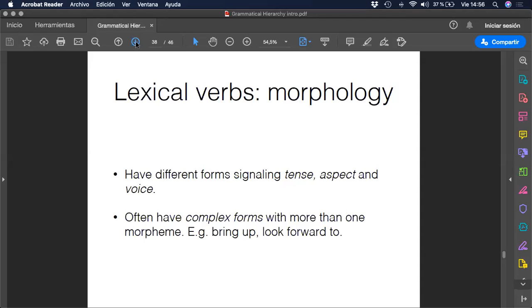Often have complex forms with more than one morpheme. For example, bring up, look forward to. Eso es interesante. Bring up y look forward to son lexical verbs, que como primera clasificación. Y su segunda clasificación es de phrasal verb en el primero y phrasal prepositional verb en el segundo.